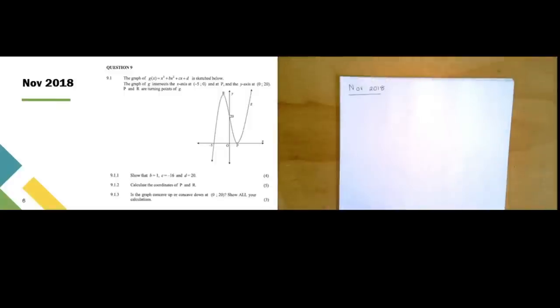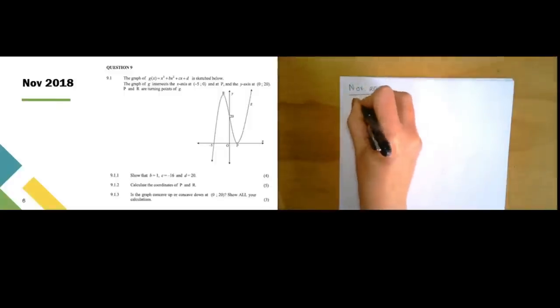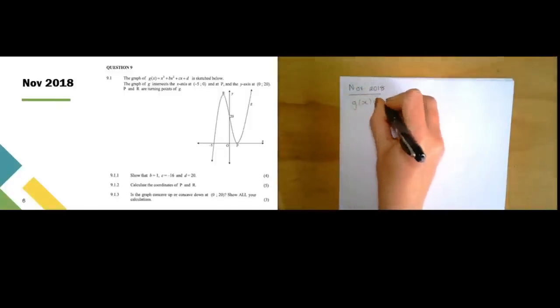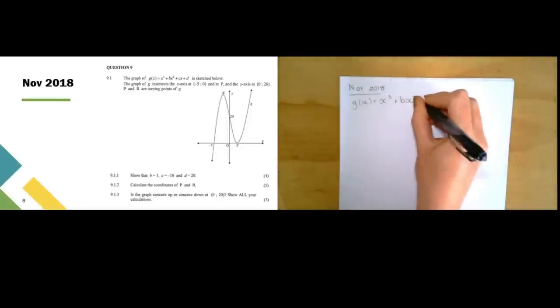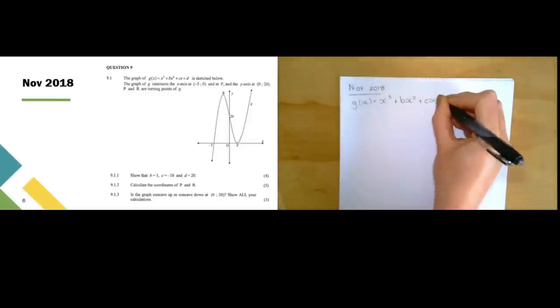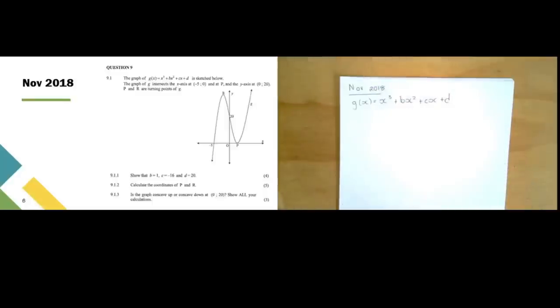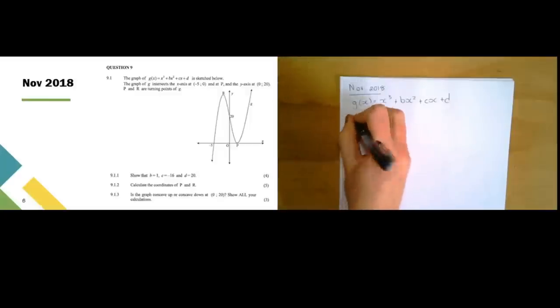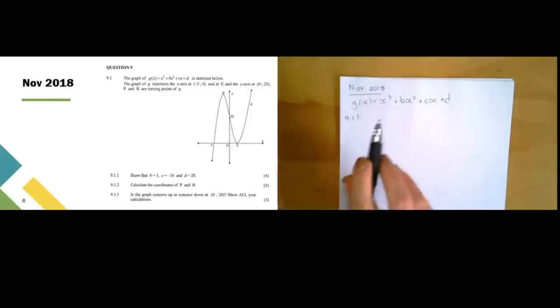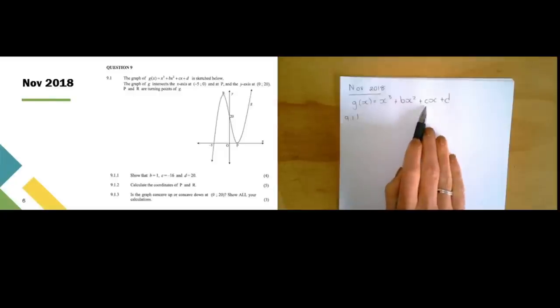They said the graph of g(x) equals x to the power of 3 plus bx squared plus cx plus d is sketched below. The graph of g intersects the x-axis at (-5, 0) and at the point P, and the y-axis at (0, 20). P and R are the turning points of g. Question 9.1.1. Show that b is 1, c is -16, and d is 20.